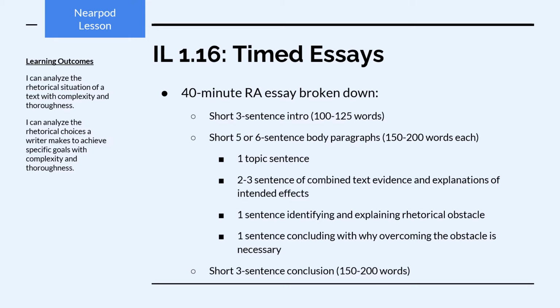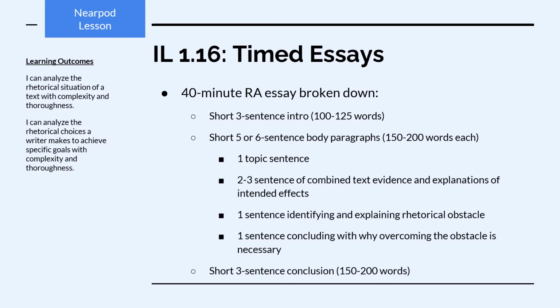Follow your introduction with short 5 or 6 sentence body paragraphs. Each body paragraph should only be about 150 to 200 words each. Those body paragraphs are still going to follow the same basic structure. You're going to have your one topic sentence. This time you'll need to write 2 to 3 sentences of combined text evidence and explanations of the intended effects. 1 sentence dealing with the rhetorical obstacle, 1 sentence concluding with why overcoming the obstacle is necessary.